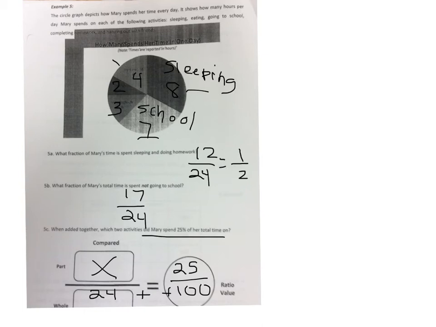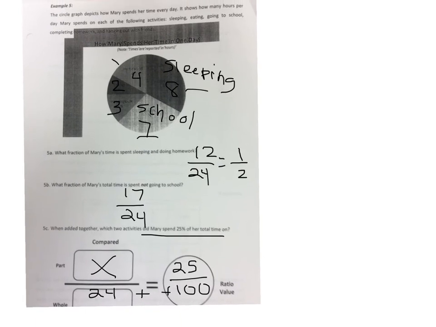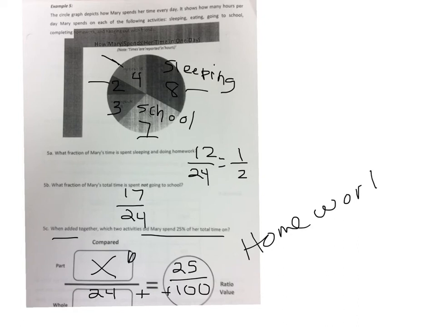So you can multiply across. When you multiply across, you get 25 times 24 is 600. Then you're going to divide by 100, which is 6. So we have to figure out what 2 numbers on here equal 6. Because our answer would be 6, but the question is saying when added together, what 2 activities is 6? And you can see it's this one and this one, the 4 and the 2. So basically it's going to be homework and eating.